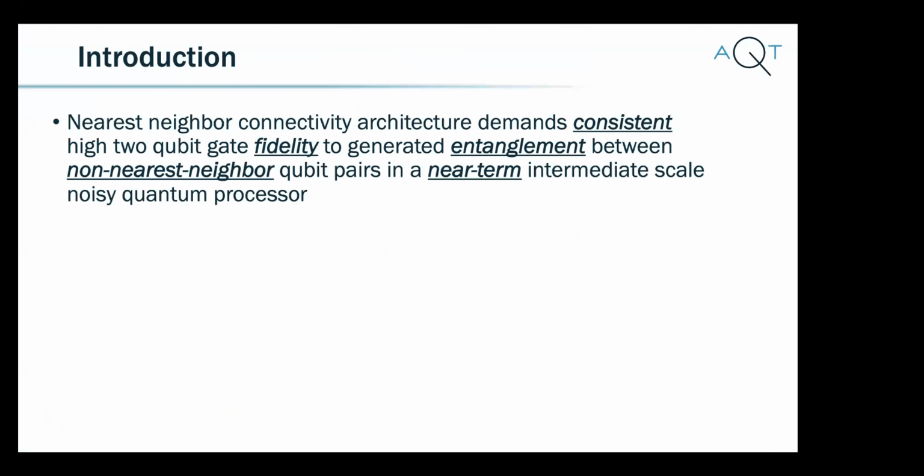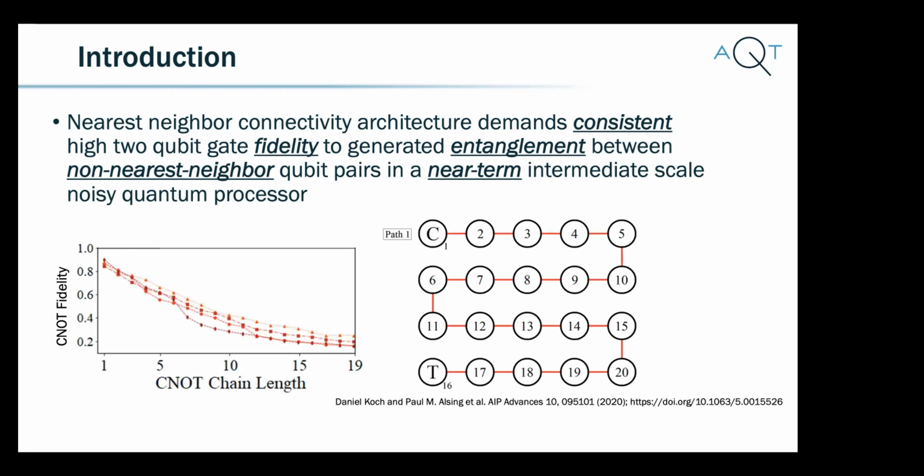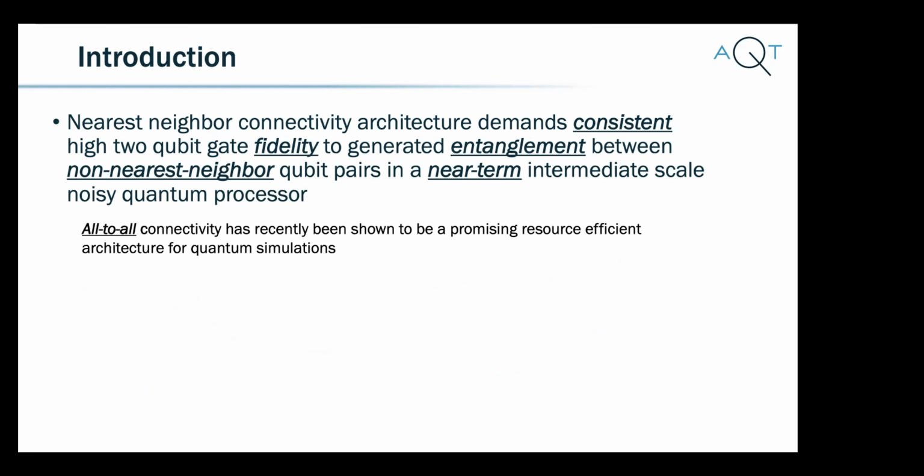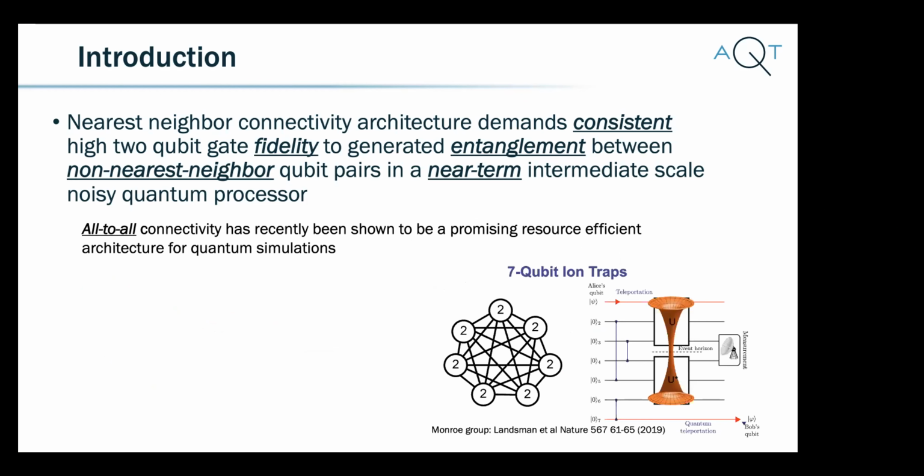All the quantum algorithms and simulations depend critically on high quality two-qubit gates. However, superconducting platforms cannot provide high quality two-qubit gates between distant qubit pairs due to their finite connectivity, as highlighted in this experiment. On the other hand, non-superconducting platforms with all-to-all connectivity have proven very powerful and promising architectures for near-term quantum simulations. This example has 7 qubits implemented in an ion trap device with an all-to-all connectivity graph. They successfully simulated the information scrambling process in a black hole using the quantum circuit on the right-hand side, from Chris Monroe's group.